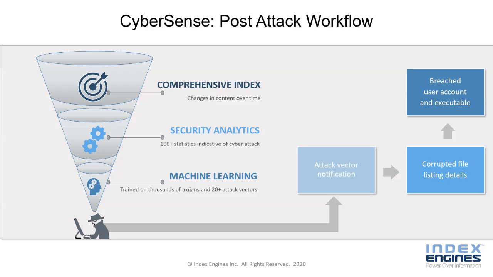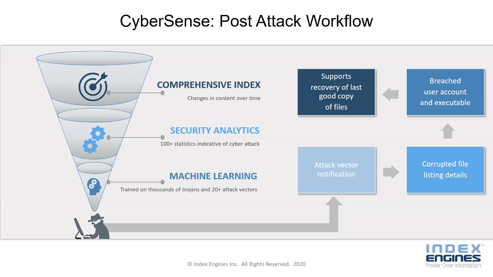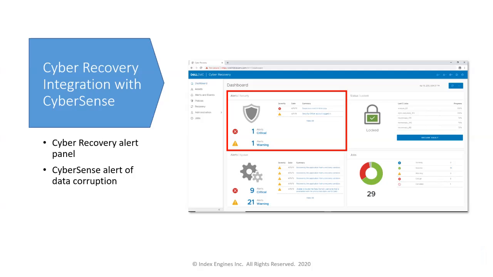You can also get a report on the breached user account. Cyber attacks are being executed through user accounts, some user that clicked on a phishing email. So it'll tell you that user account, John Doe, is the one that's being used to execute. And it'll tell you the executable that's being used. So if 10,000 files were encrypted, it'll tell you this is the executable that's being used to encrypt those files. That's your malware or your ransomware. And then finally, it'll tell you the last good copy, as I showed you on the previous slide, the last good copy of files and what backup sets they exist in.